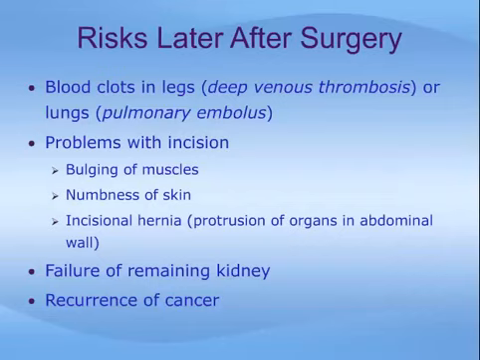Other potential problems that can occur later are listed here. Minor problems with the incision are not uncommon, such as bulging of the muscle or numbness of the skin around it. This is caused by damage to a nerve that runs under the rib cage to the front of the abdomen, which often must be cut to gain access to the kidney. Actual hernias of the wound, where abdominal contents bulge into the wound under the skin, are rare.